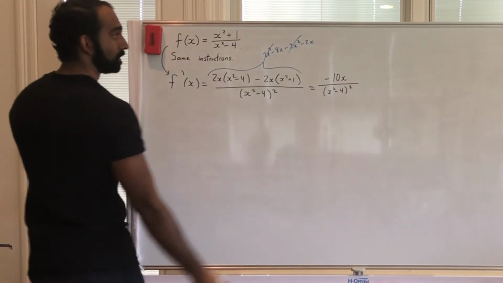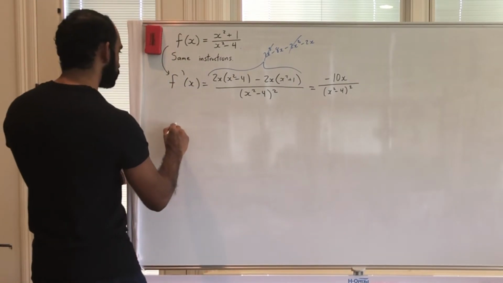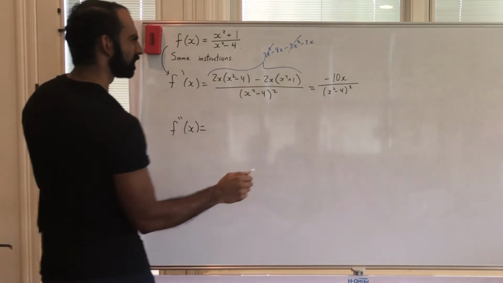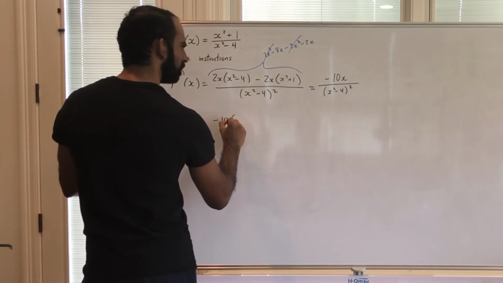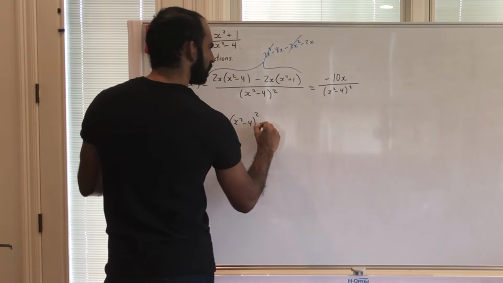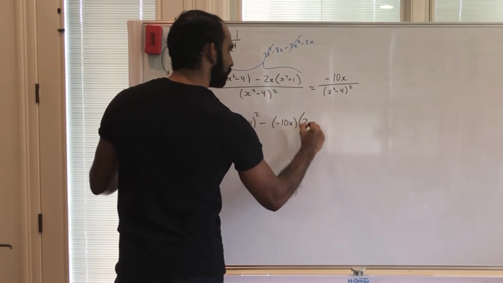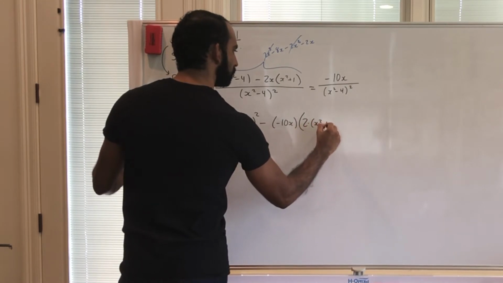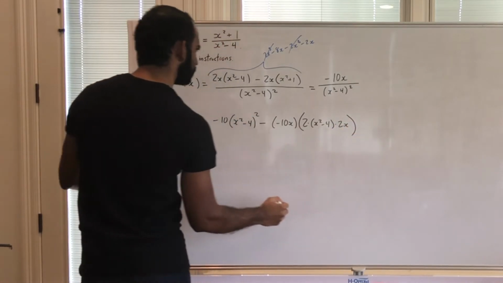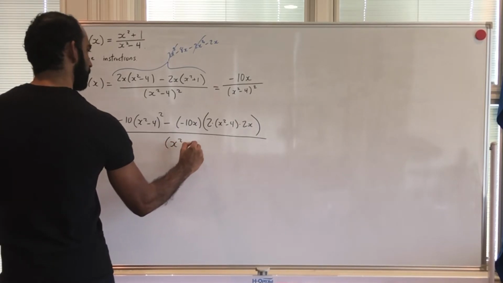Absolutely. Now push the quotient rule: low d-high minus high d-low, over low squared. We get something that goes like so: negative 10 times x squared minus 4, the whole thing squared, minus negative 10x times that mess, which is 2 times all that times 2x, all over the bottom squared, so to the 4th.